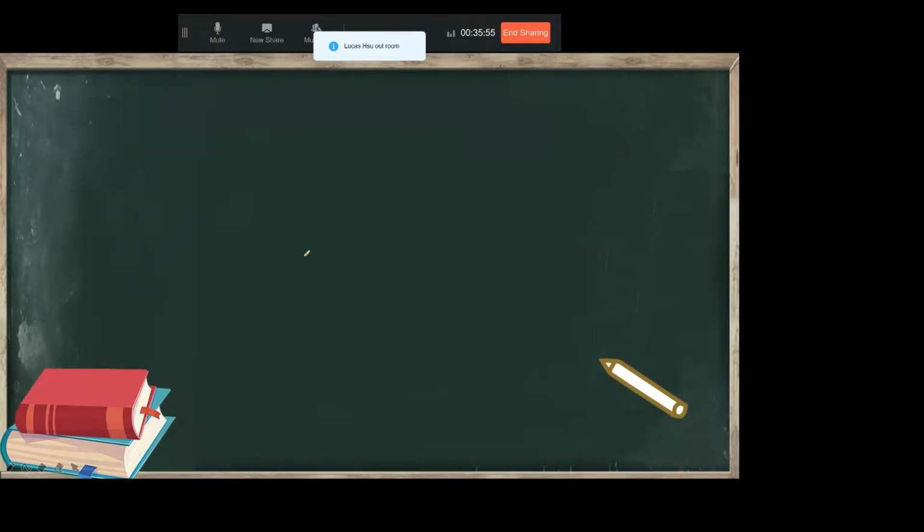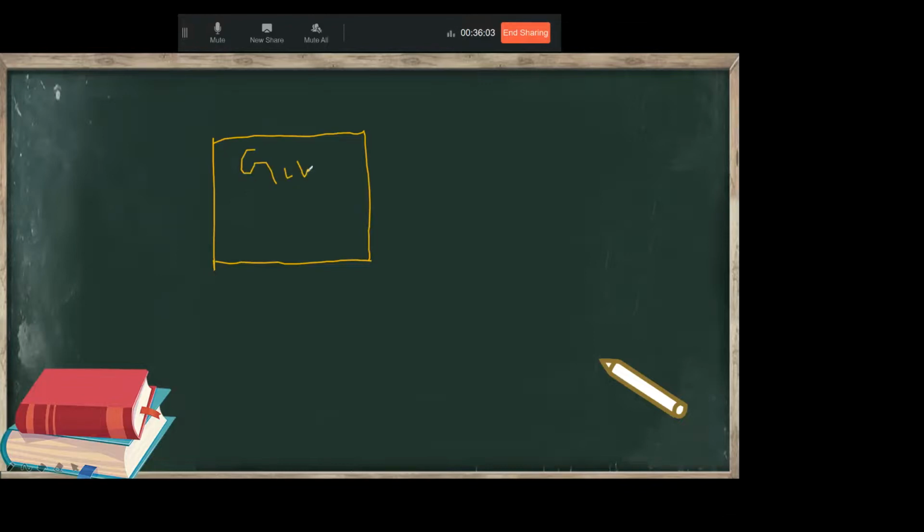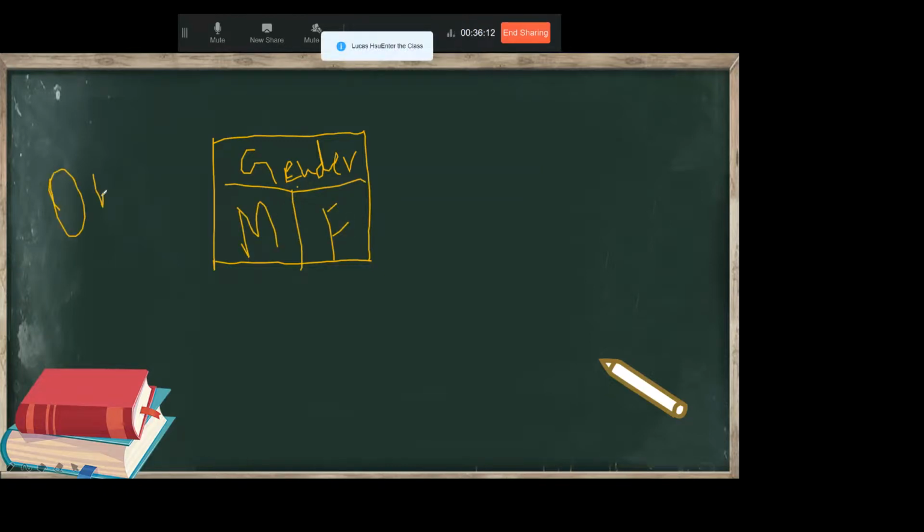The one-way table, we can just draw in a simple way. So this is our table. We have only one variable, that's gender. And we divide it into two, either male or female. This is a one-way table.